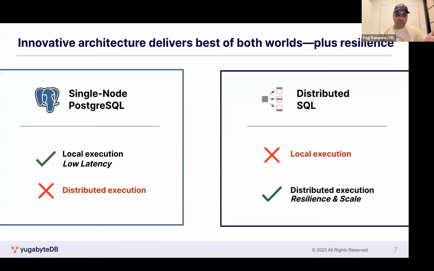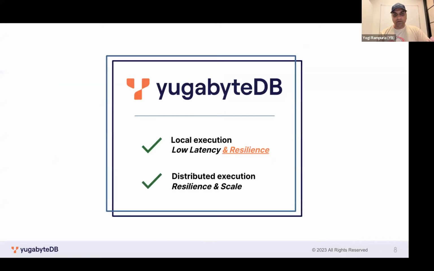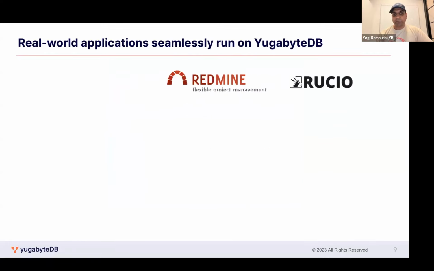Now, with these two different vertexes or two different poles of computing, you want something that brings everything together. You would want the low latency execution as well as the resiliency of node failure together. And that is exactly what YugabyteDB brings together today. We are able to provide low latency local execution and resilience for smaller workloads. And we are able to provide distributed execution at scale with resiliency for larger workloads. And this is what YugabyteDB brings together.